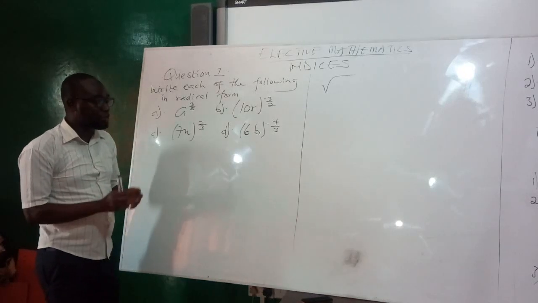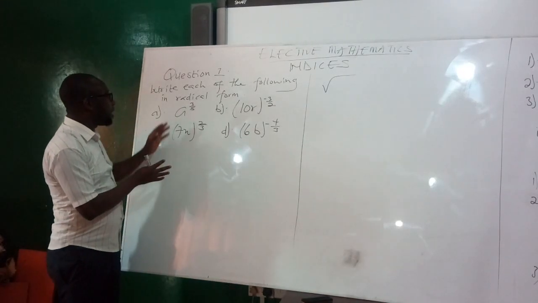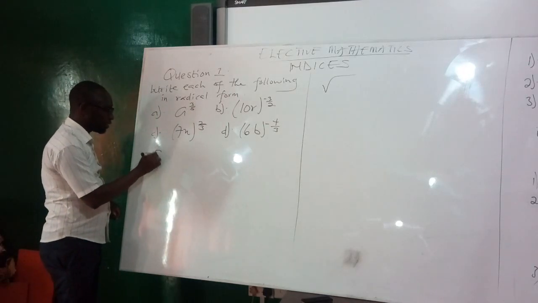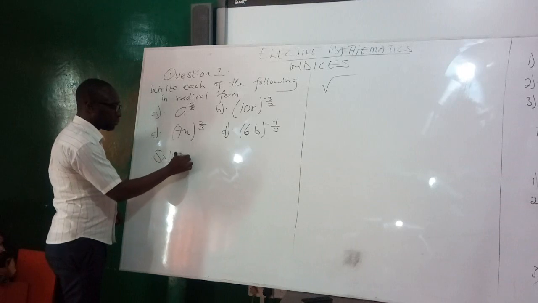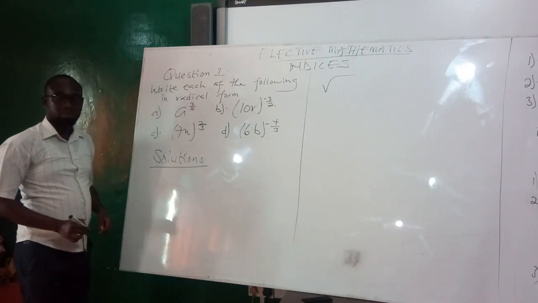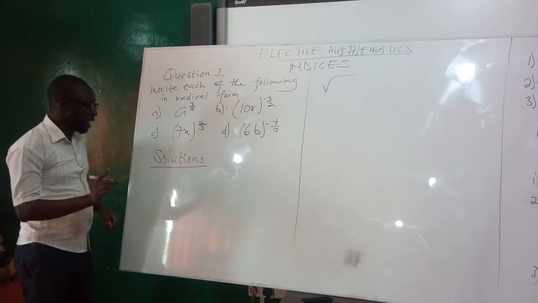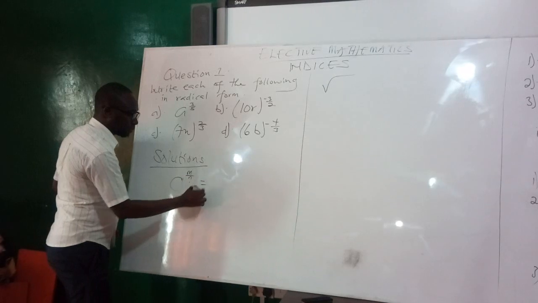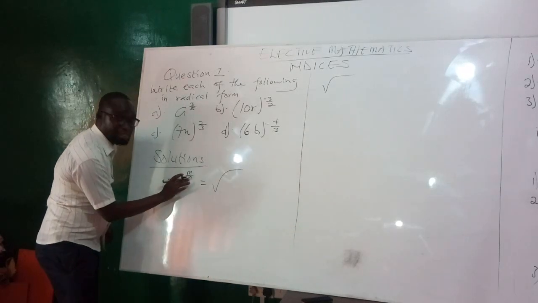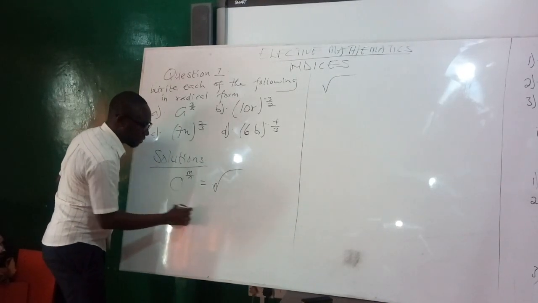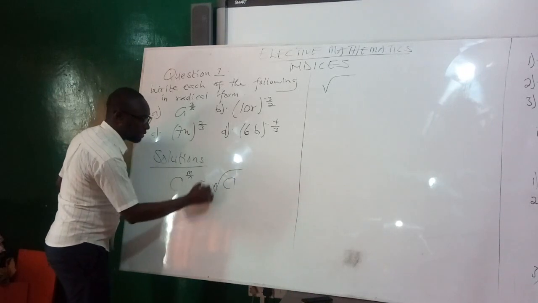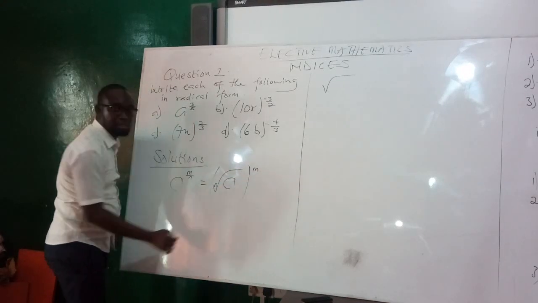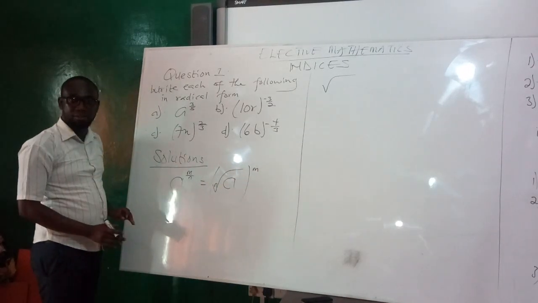But then we shouldn't forget that we have stated earlier that a fractional index is always a root. Okay, so let's look at how we solve these questions. We are using this idea. Now we said that this is the root, so the root comes here. Now the a becomes the radicand. Then we bring our bracket here. The m here becomes our exponent. So we are going to use this idea.